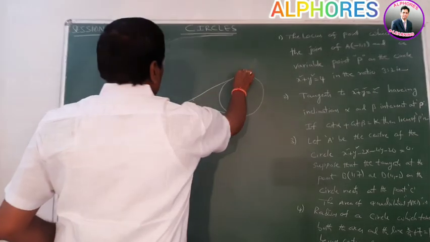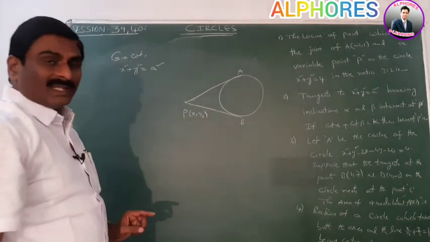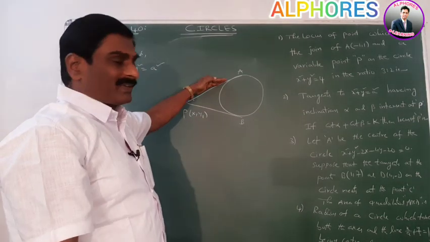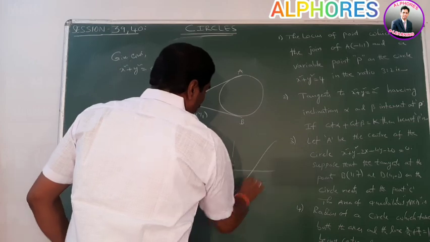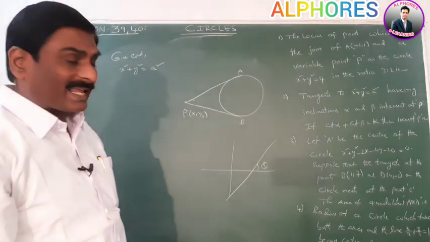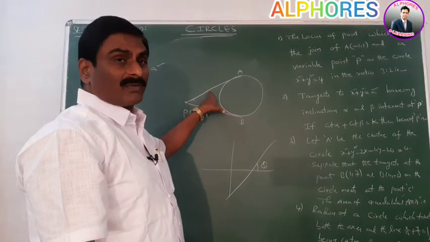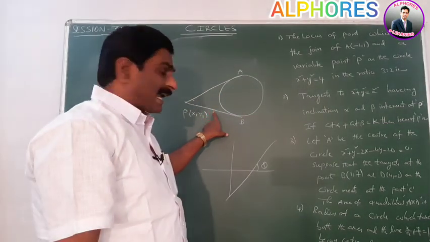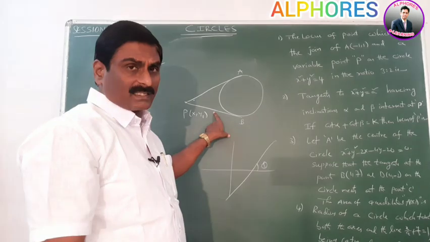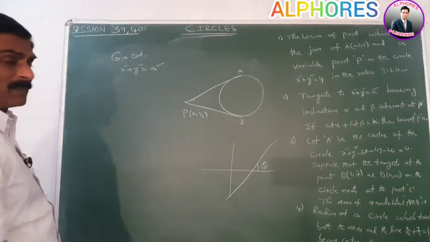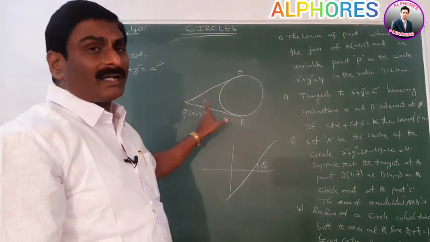One tangent is PA, the other tangent is PB. This tangent makes an angle alpha with the x-axis. Suppose it is one of the lines, and this makes an angle theta. The angle of inclination of the line is theta, then the slope of the line m is equal to tan theta. This line makes an angle alpha with the x-axis, and this line makes an angle beta with the x-axis. So the slopes of the tangents PA, PB are tan alpha, tan beta.